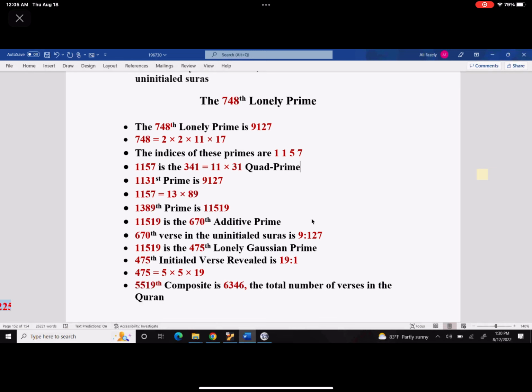The 5519th composite happens to be 6346, which is the total number of verses in the Quran, including the unnumbered Bismillahs. It is interesting that it comes to 6346, not 6234, which doesn't include the Bismillahs. The reason is that chapter 9 doesn't have any Bismillah. Can you imagine that? This is amazing.